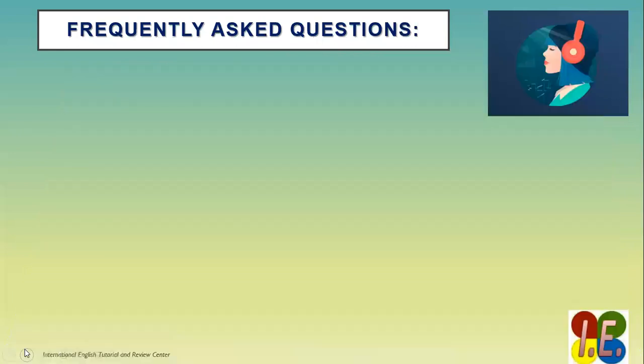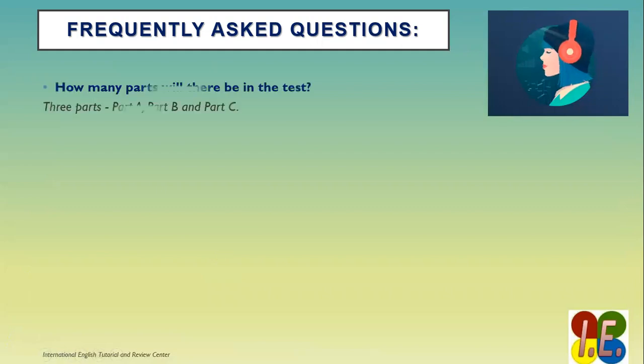These are the frequently asked questions for OET listening. Some candidates ask how many parts there will be. As you know, there are 3 parts in the OET listening: part A, part B, and part C. Part A has 24 questions, part B has 6 questions, and part C has 12 questions.